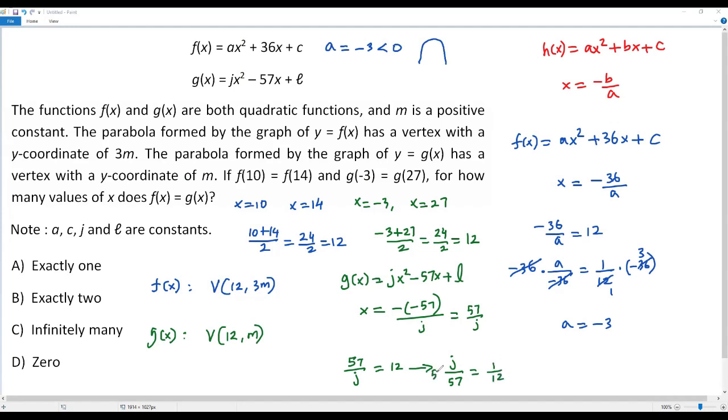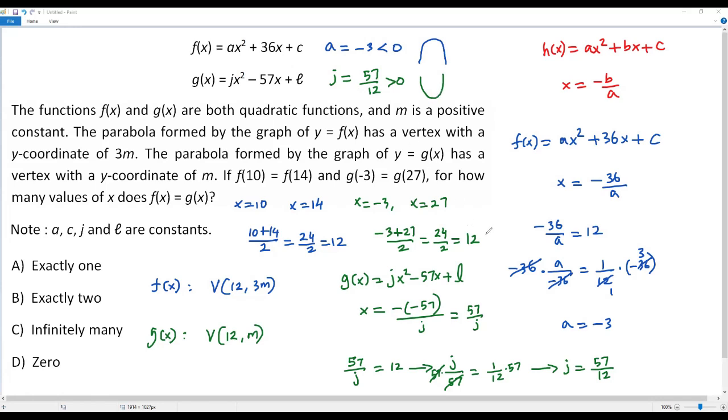Now let me multiply both sides of this equation by 57. Then 57 will cancel out, and we get j on the left side. On the right side, 1 times 57 is 57 divided by 12. Okay, here I got the leading coefficient of the quadratic function g of x, that is the value of j. So j equals 57 over 12. It's a positive value, so greater than 0. Since the leading coefficient of the quadratic function g of x is positive, the vertical parabola we get for this function g of x must open up.